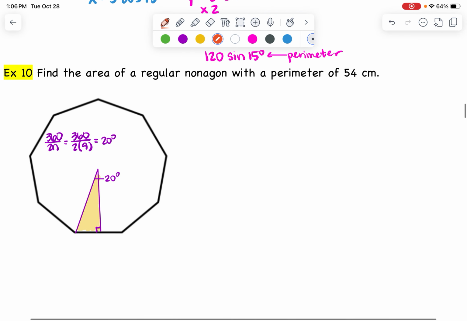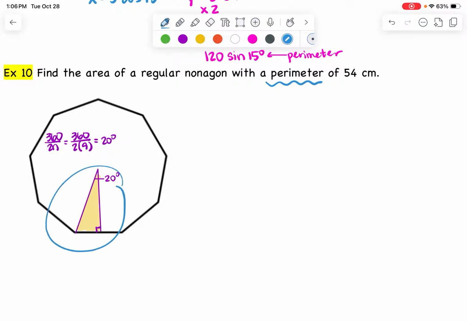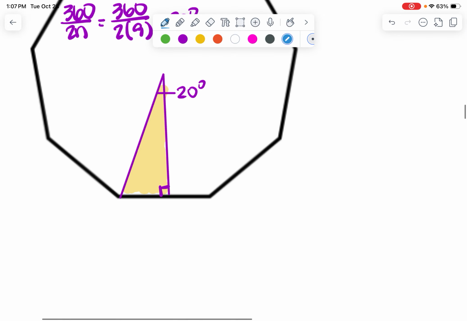Now let's see what they gave us. They told us that the perimeter is 54. Well, how nice, because that's something I need for my formula. But I also need a label for my triangle, so I'm going to use that to my advantage. I'm going to divide by 9 to figure out that each side is 6. And if each side is 6, then the base of my right triangle is 3, because it's half of a side. And now I can find my apothem.